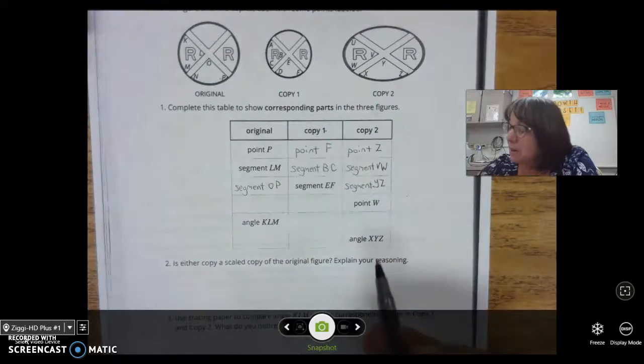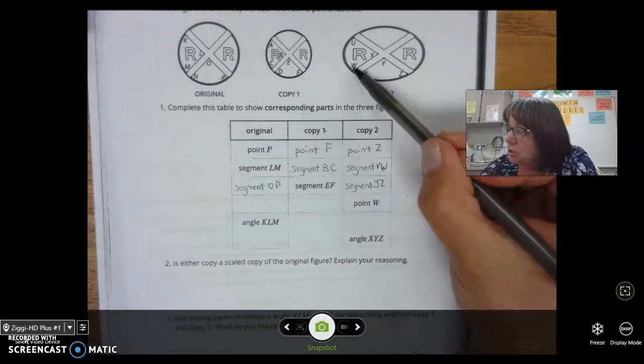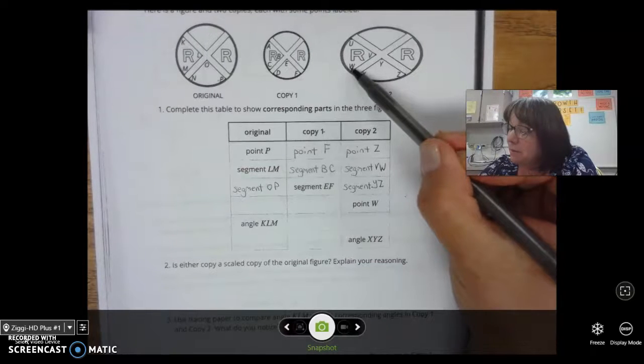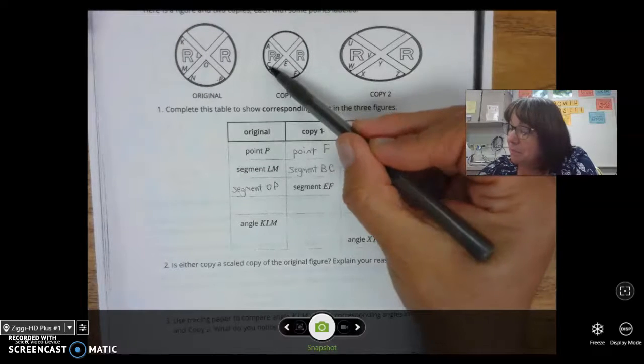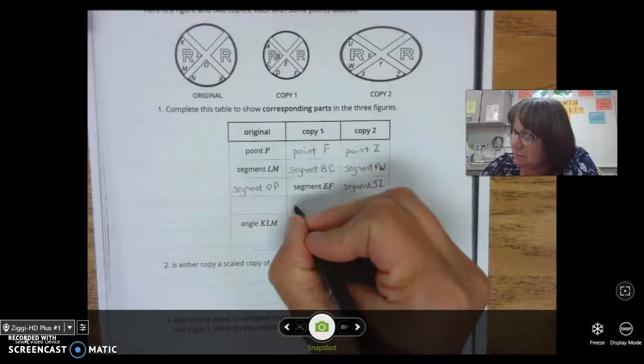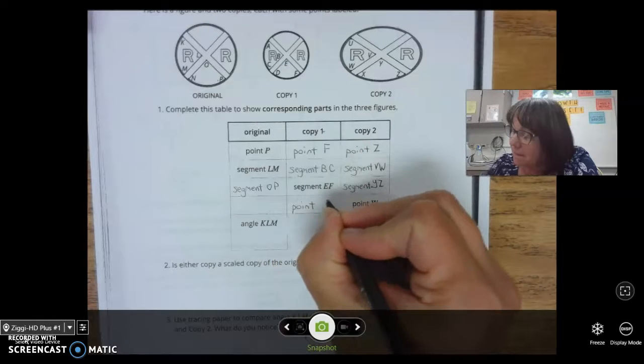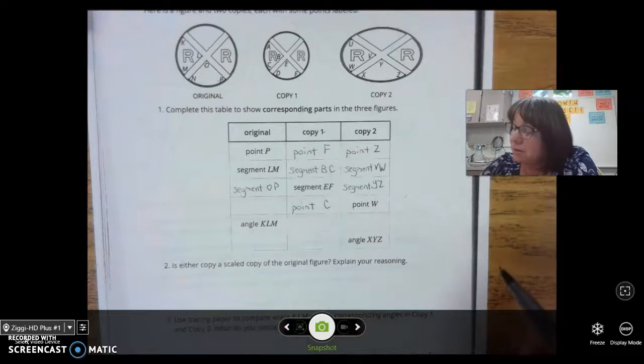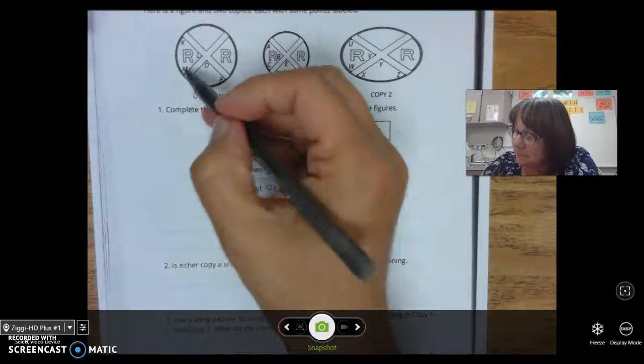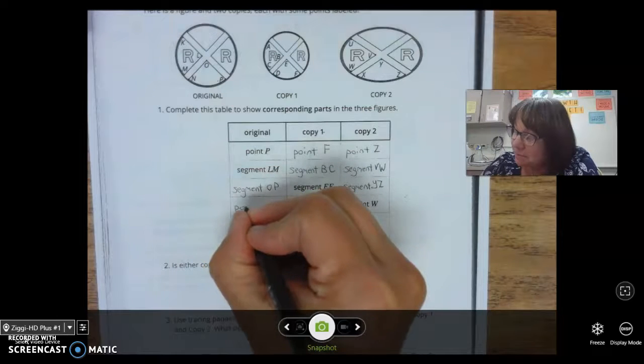So now I look at point W on copy 2. Which one would be the same? Point C on copy 1. And on the original, point M.